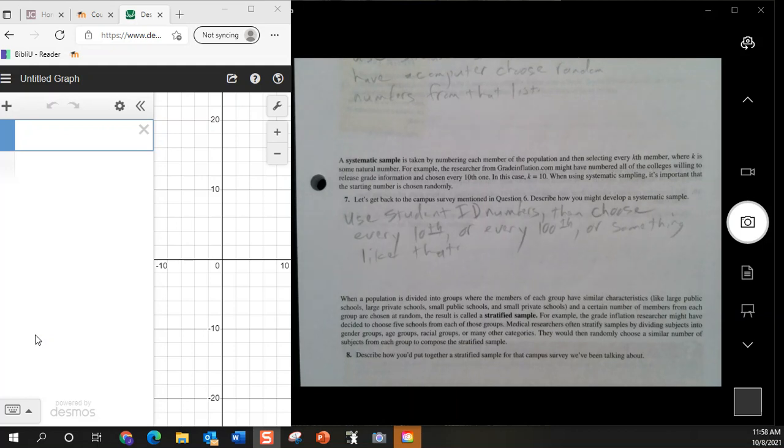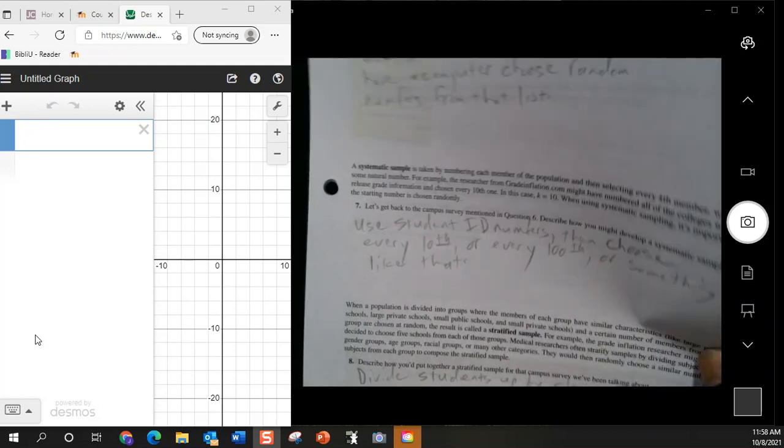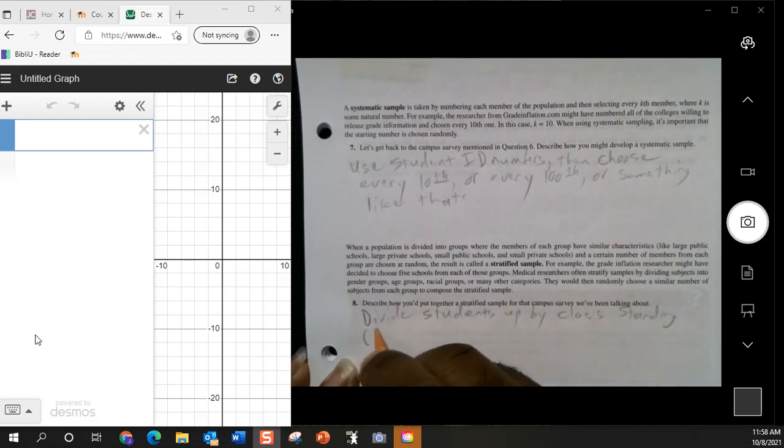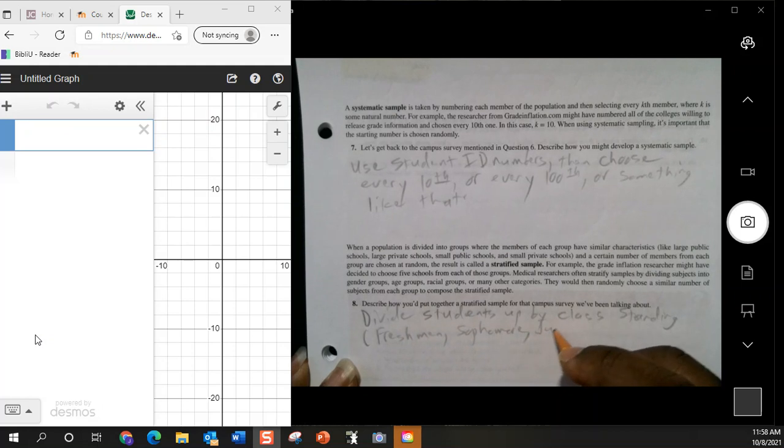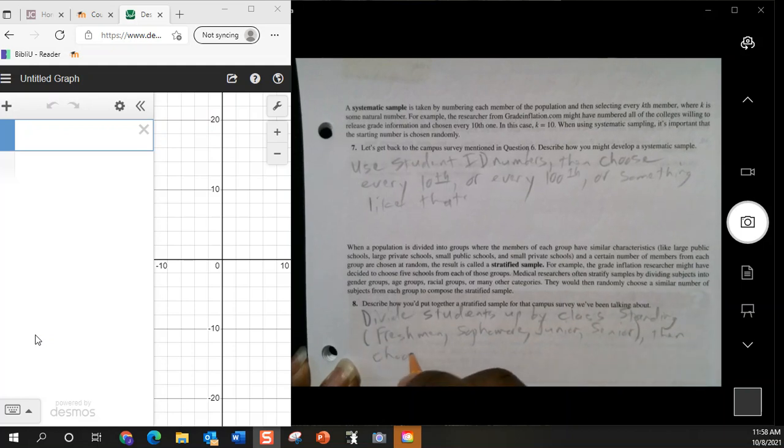Describe how you put together a stratified sample for that campus survey we've been talking about. We could divide students up by class standing. Now, when I talk about standing, I'm talking about whether they're freshman, sophomore, junior, or senior. Then choose the same number of students from each class.